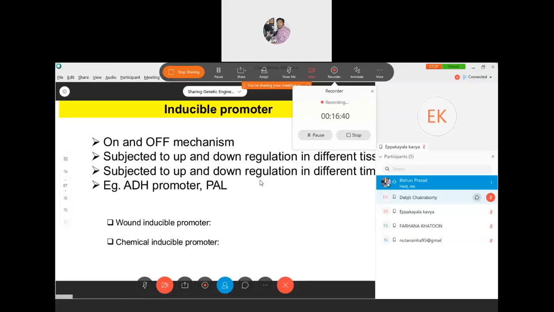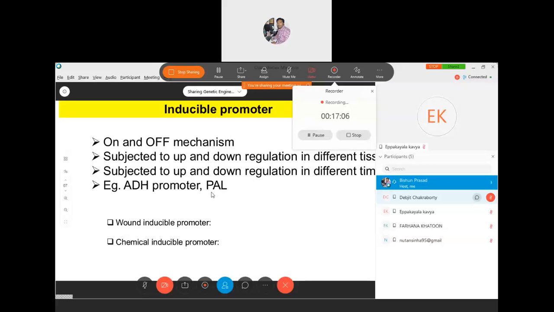But if you submerge the plant in the water, and if you take the gene expression, you will find that the expression of the ADH gene, or the gene which is controlled under the ADH promoter, is higher in the submerged condition compared to the control condition. So this gene, ADH alcohol dehydrogenase, can be used as an inducible promoter.